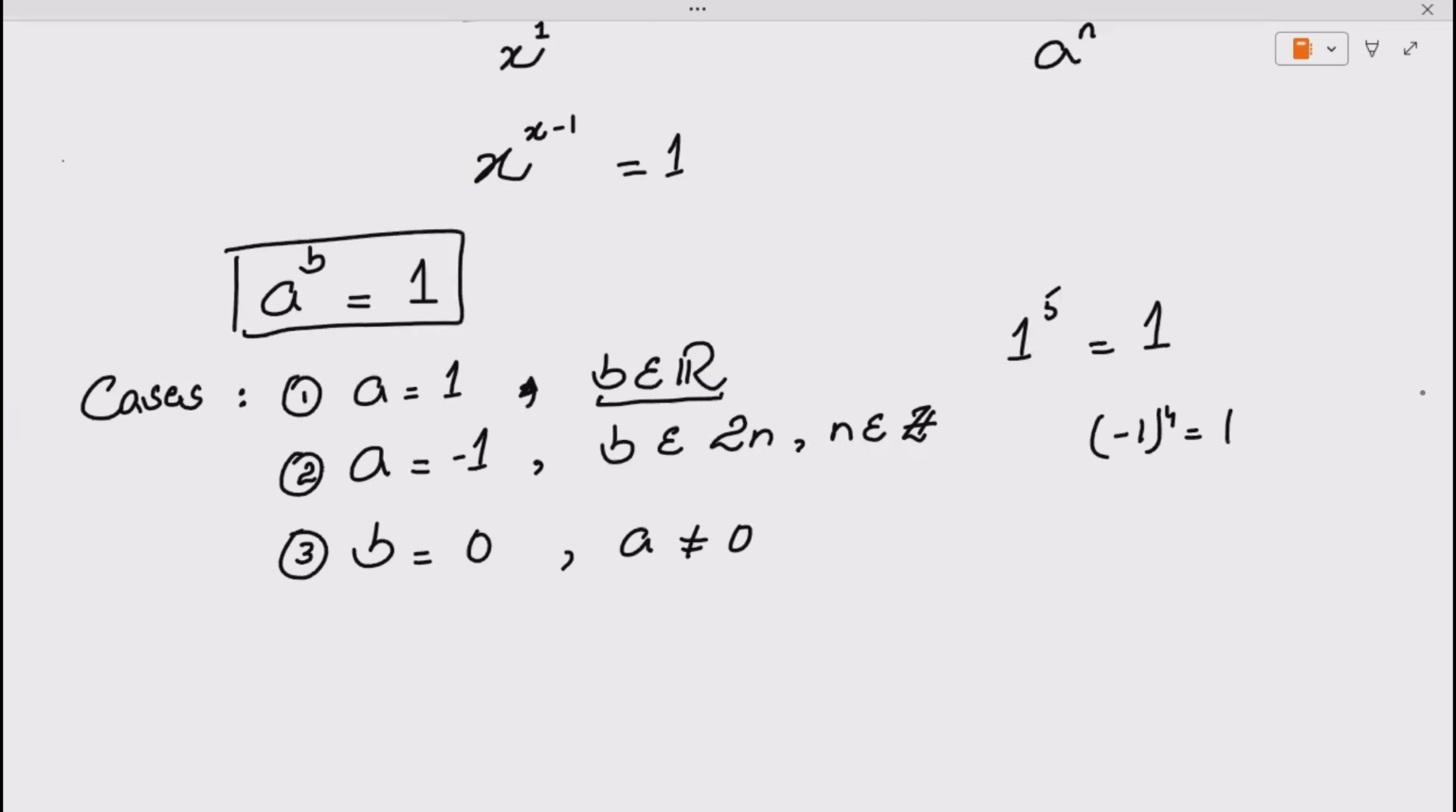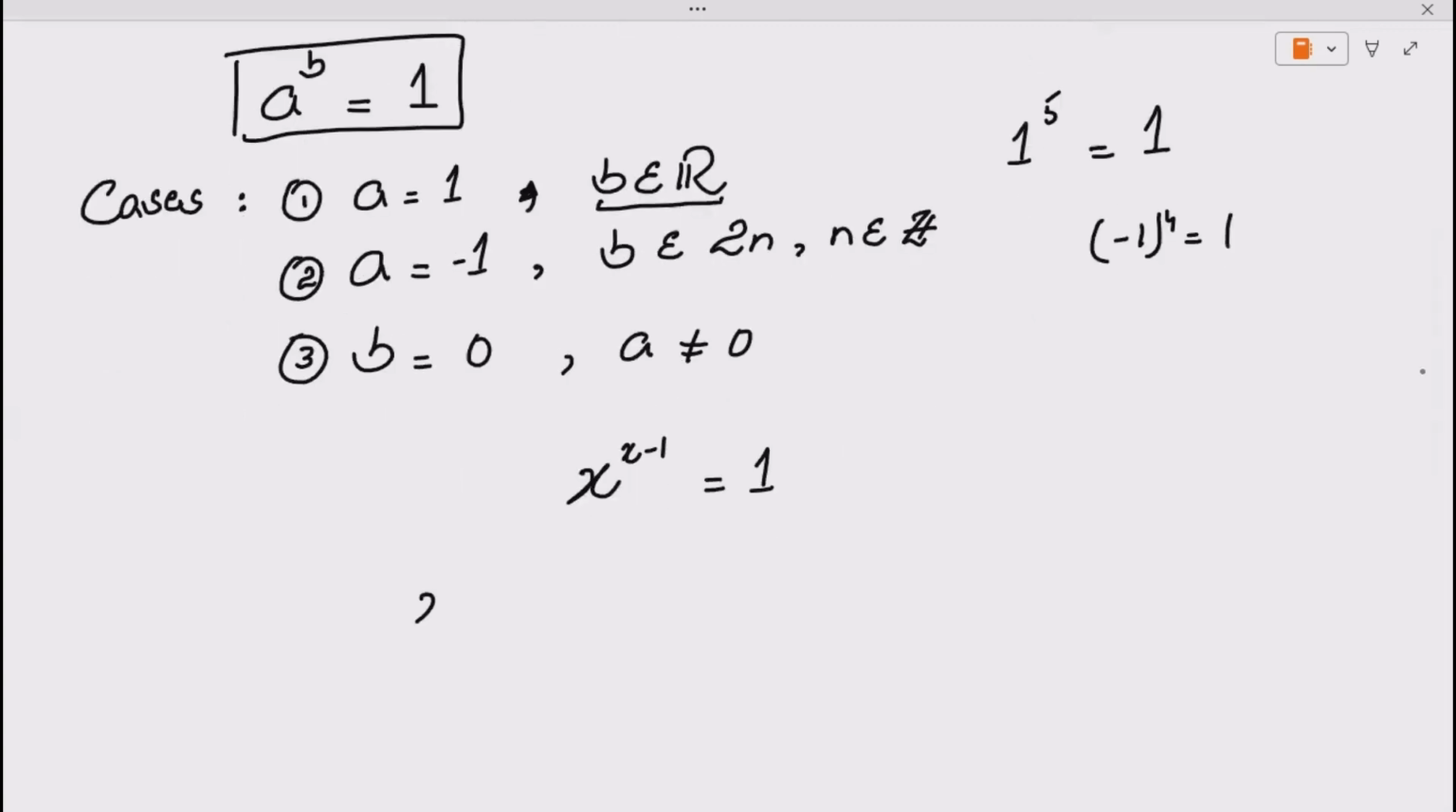Here we have the same situation in which x raised to the power x minus 1 equals 1, right? So according to the first case, this x equals 1. If I take x equals 1, then the power x minus 1 is what? For x, I write 1, and 1 minus 1 equals 0, and we know that this is a real number. So it means one solution for our equation is 1.